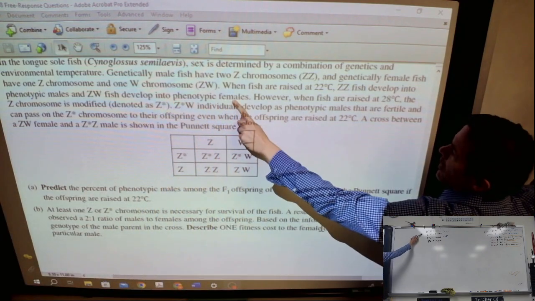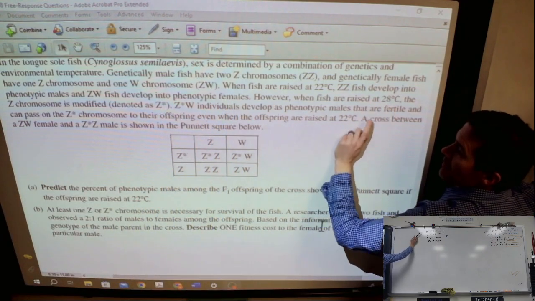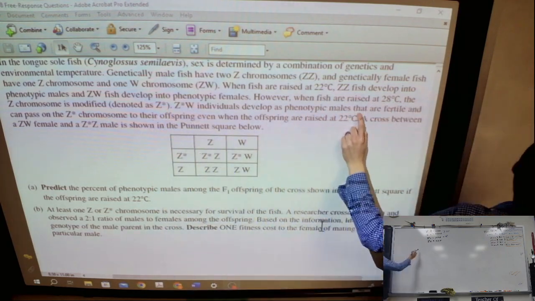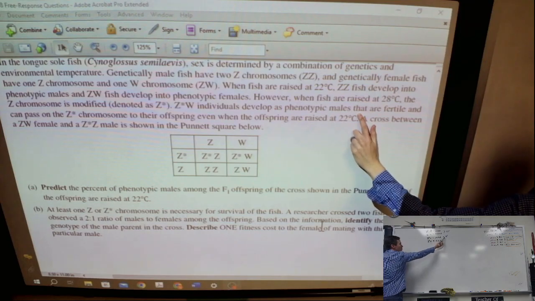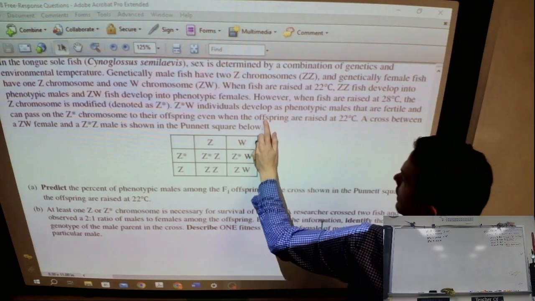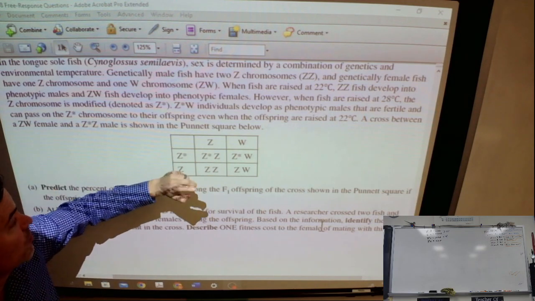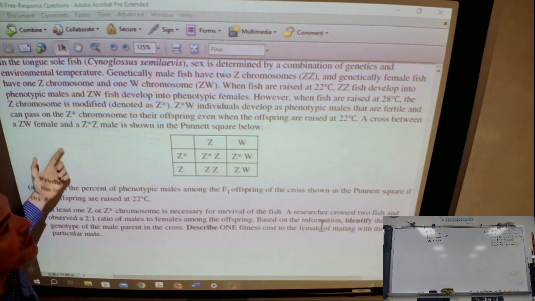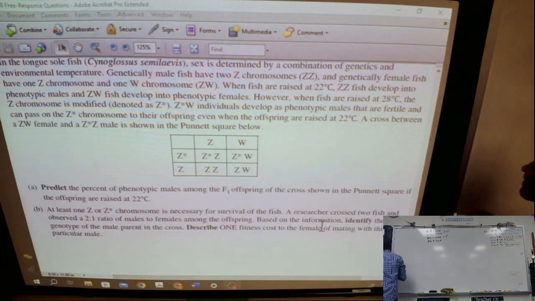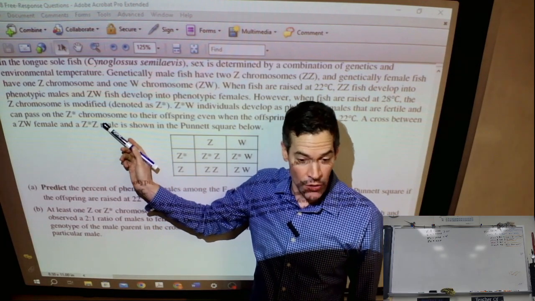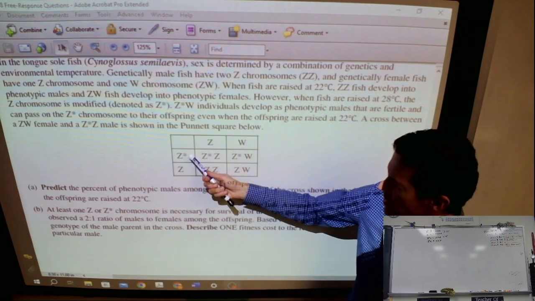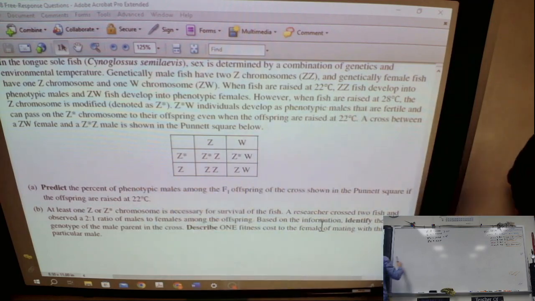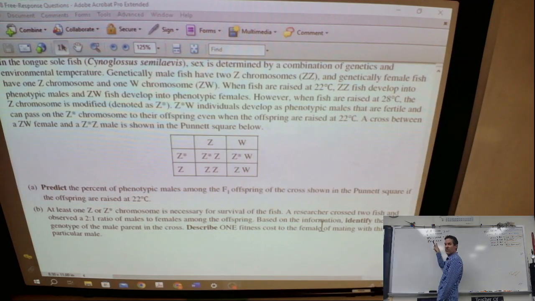Okay, so that's kind of repetitive. However, when fish are raised at 28, the Z chromosome is modified, and Z star W develop as males. So Z star W is a male at 28. And they can pass this chromosome on to their offspring even if it's colder. And a cross between a ZW female, I already knew that, and a Z star Z male. Over here you might wonder, what's that one? They told me ZW female and a Z star Z male, so that's how I know that Z star Z is a male.